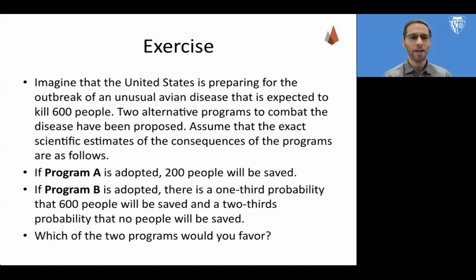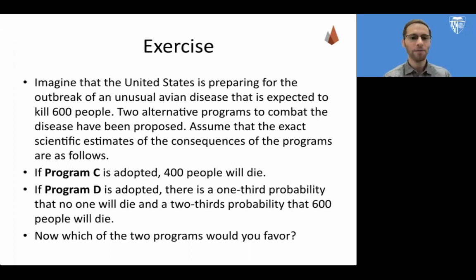Okay, last exercise. In this case, imagine that the United States is preparing for an outbreak of an unusual avian disease that is expected to kill 600 people. Two alternative programs to combat the disease have been proposed. Assume that the exact scientific estimates of the consequences of the programs are as follows. If program A is adopted, 200 people will be saved. If program B is adopted, there's a 1/3 probability that 600 people will be saved and a 2/3 probability that no people will be saved. Which of the two programs would you favor? Pick A or B.